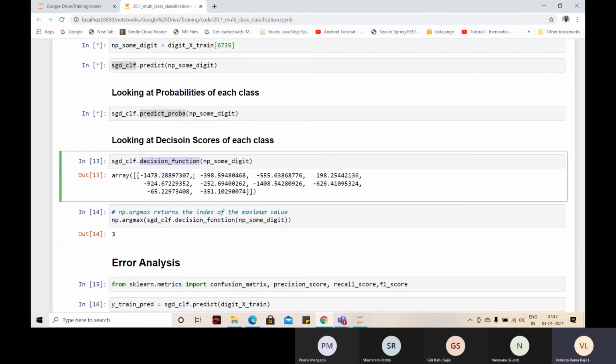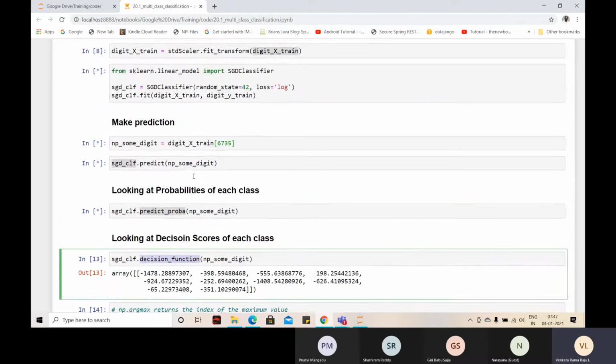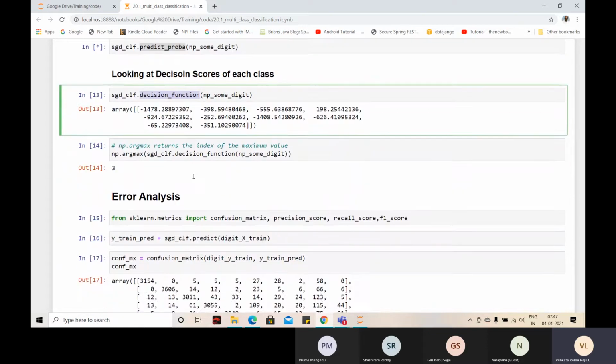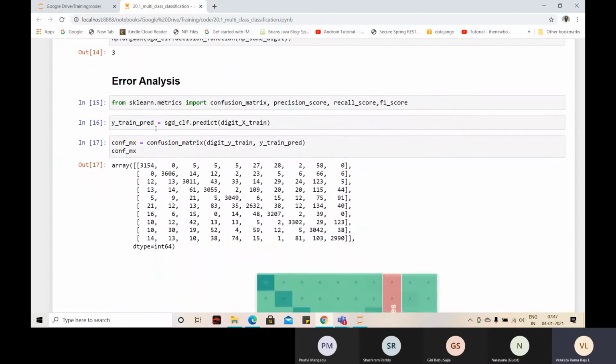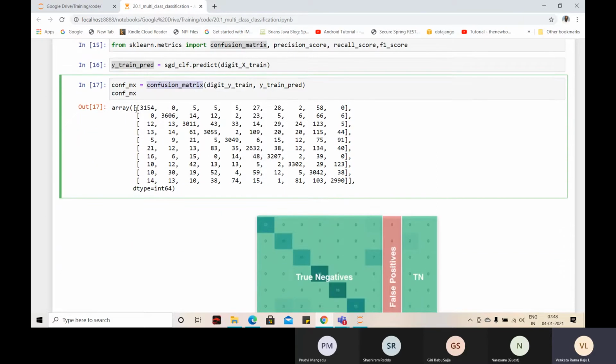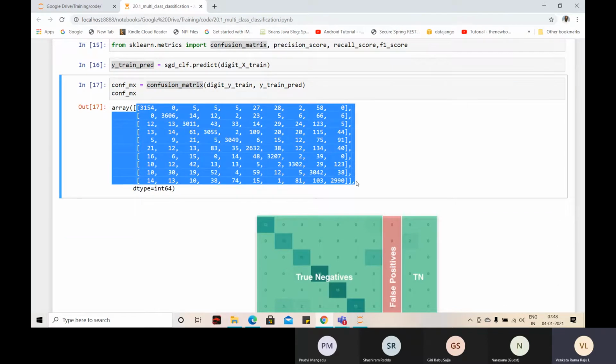Right? So this is all the same, whether it is a binary class classification or multi-class classification. Building a model is the same. Error matrix is also the same, but it is going to be a bit more confusing matrix. See the confusion matrix. I took the trained data and predicted, and used the actual values, y train, and the predicted values, and passed them into the confusion matrix. And the confusion matrix is a bit big, right?